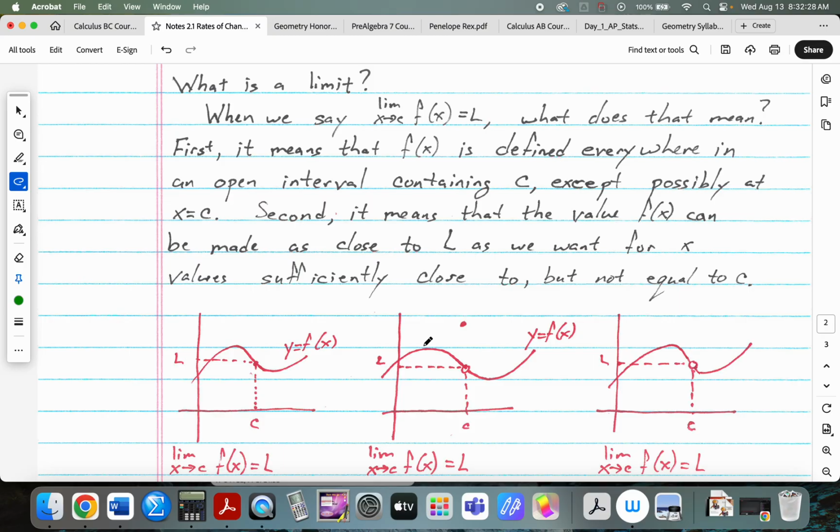So here's the deal. When we're saying the limit as x approaches c of f of x is equal to L, we're saying that when x gets close to c, but not equal to c, the function gets close to L.